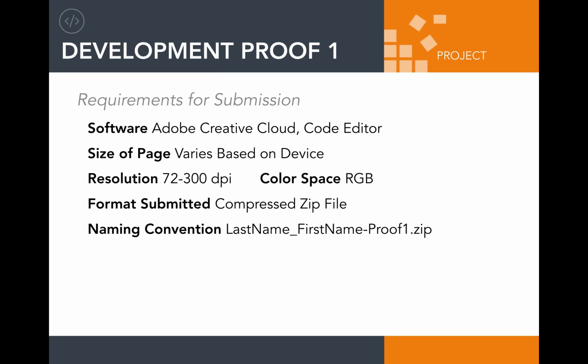The requirements for the submission, similar to last week, will be using the Adobe Creative Cloud as well as a code editor of your choice. The size and resolution of the pages is going to be based on the content as well as the device. The color space will of course be RGB, and you'll be submitting a compressed zip file. That zip file should be named with your last name, your first name, and then proof 1.